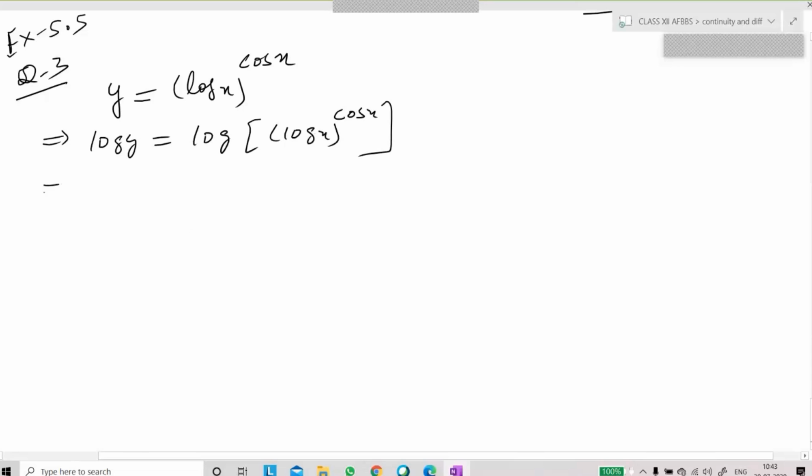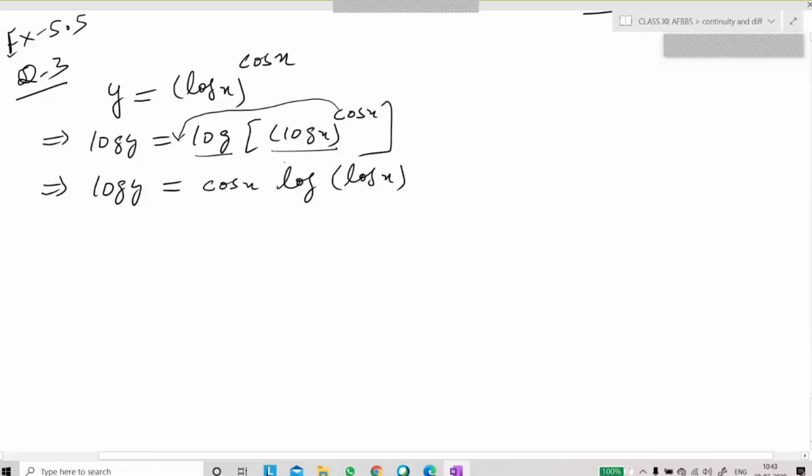Now use the property of log. According to the property of log, this power cos x comes here as multiple. So we will have cos x into log of log x. Log of this log x into cos x. Here you can see this log function is applied on log x. So you have two different functions here. So when you differentiate this function on the right hand side, you will differentiate using the product rule.